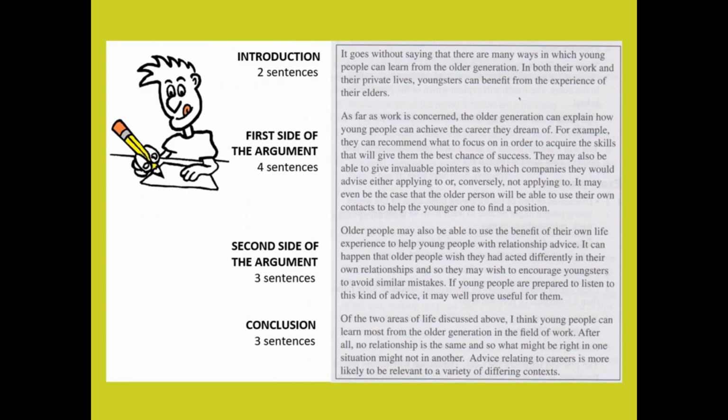Paragraph 1 is the introduction and consists of 2 sentences. Paragraph 2 presents the first side of the argument and consists of 4 sentences. Paragraph 3 presents the other side of the argument and consists of 3 sentences. And finally, paragraph 4 is the conclusion and consists of 3 sentences. So the whole essay is just 12 sentences of about 20 words each, which everyone should be able to produce quite easily in the time available.